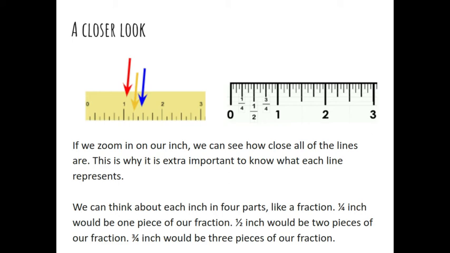1/4. If you look at this other model of a ruler, you'll see that there is a 1/4, but then there's a 1/2. Think about how a 1/2 inch would be like 2 pieces of our fraction. 3/4 inch would be like 3 pieces of our fraction. Already you can see that the yellow ruler has less lines than the white ruler. So we're only focusing on the quarter and half inch lines.